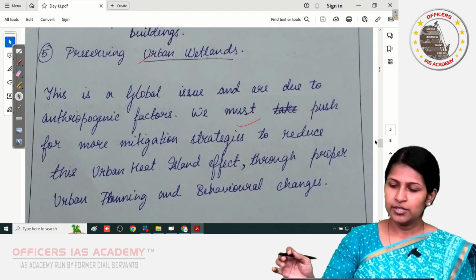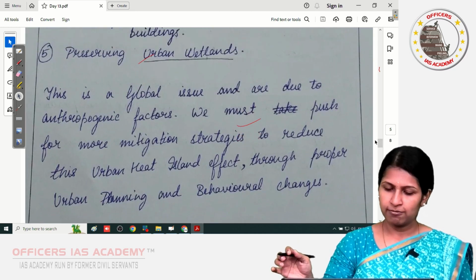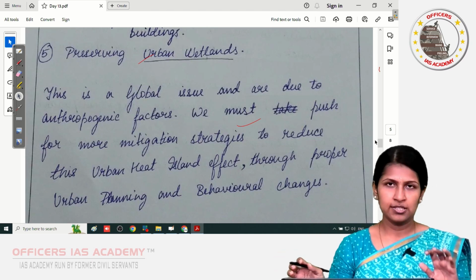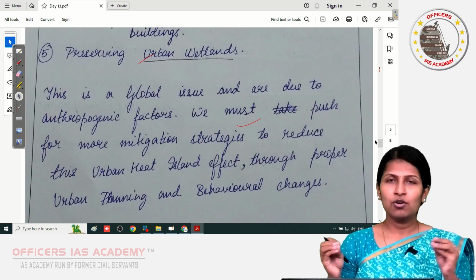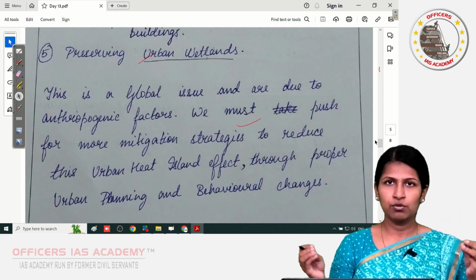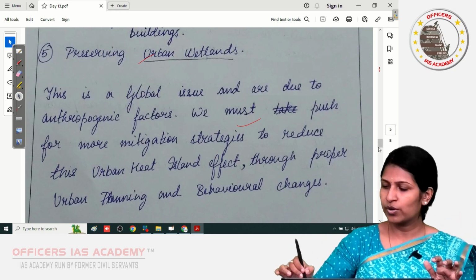And "this is a global issue due to anthropogenic factors." Again, this was a very generalistic conclusion. Try to link your conclusions with the Sustainable Development Goals and some current affairs, so that it becomes more enhanced.